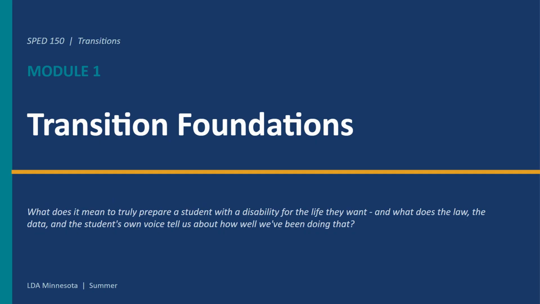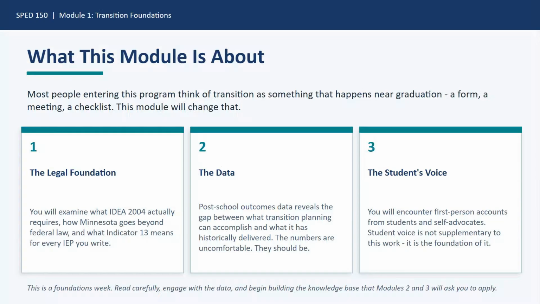It spans employment, post-secondary education, independent living, self-determination, self-advocacy, and family partnerships. And when it is done well, grounded in assessment data, centered in the student's own vision, it changes outcomes in measurable ways. This week has three big threads we'll pull on.